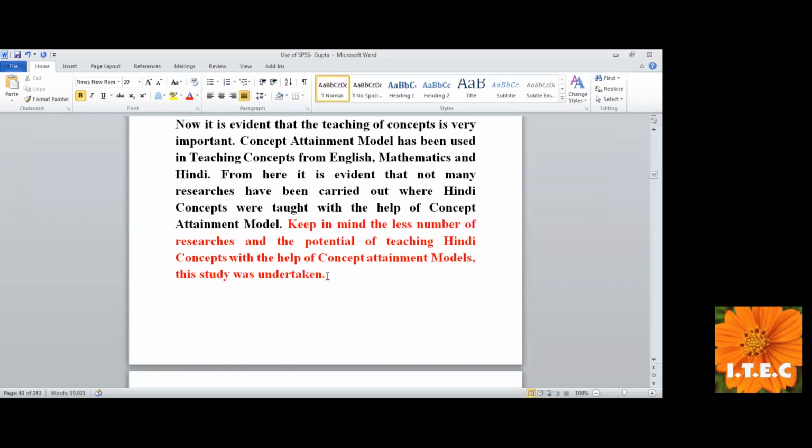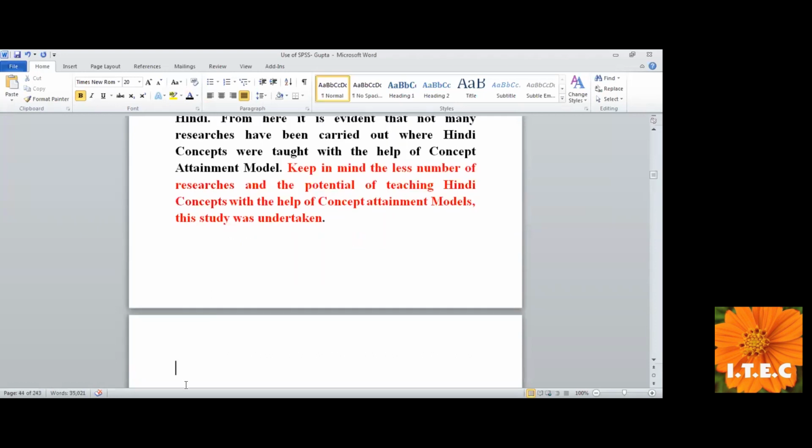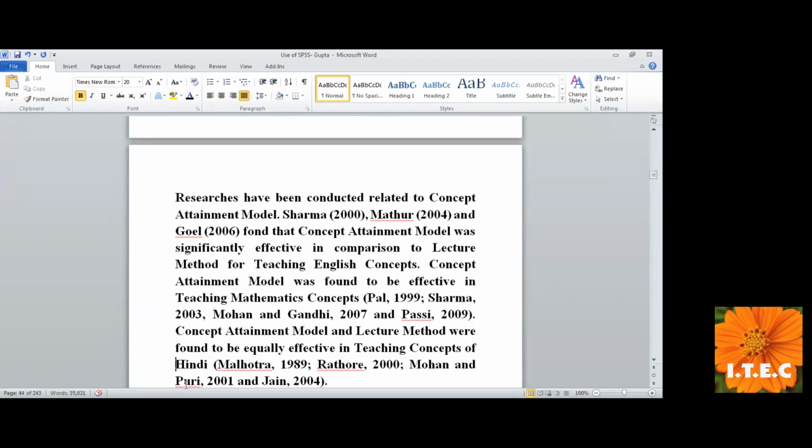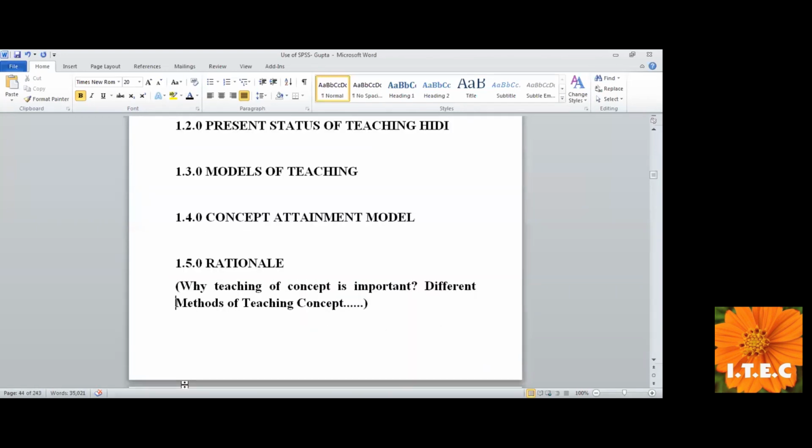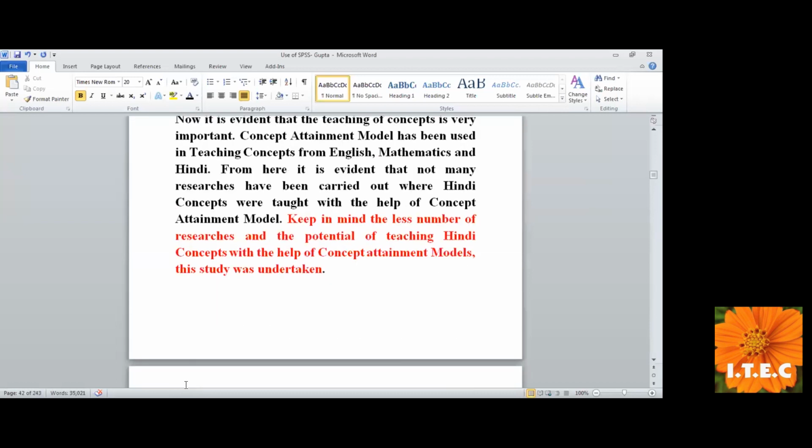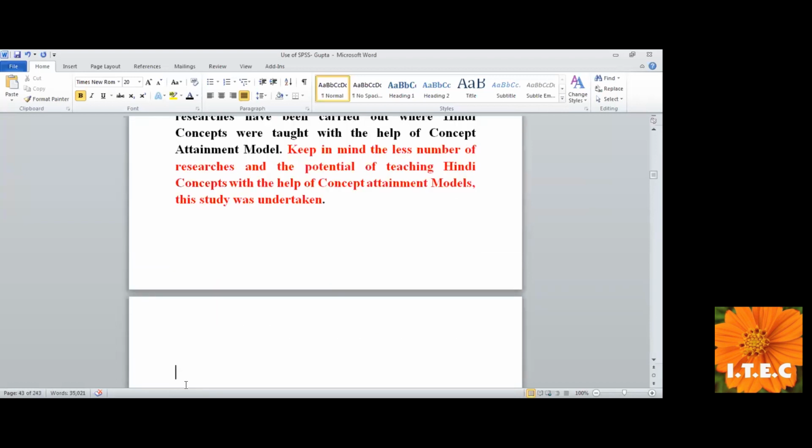Now, once you have done this, after that, you have to write the statement of the problem. So if this was your 1.5.0, then 1.6.0 will be the statement of the problem.